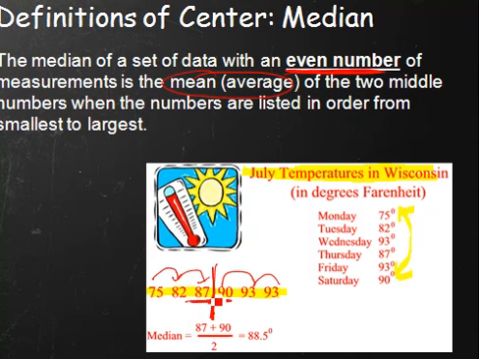Therefore, it's halfway between 87 and 90, or the average between 87 and 90, taking 87 plus 90 divided by 2, giving me 88.5 degrees Fahrenheit. Notice that my median in this case is not an actual measurement in my data set, but I still have 3 temperatures below my median and 3 temperatures above my median.